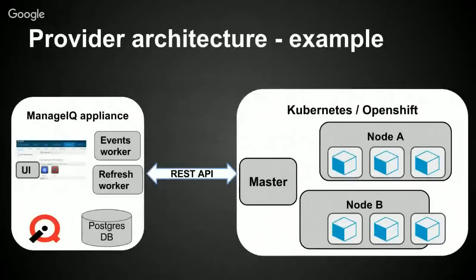From an architectural point of view, this is just an example which is quite similar for all of the providers. If I take the ManageIQ appliance, where the ManageIQ code runs, I have the UI, I have background workers that are listening on events, there is the refresh worker, there's the Postgres database, and then for each provider, it connects to the REST API of the remote provider, of oVirt or of Kubernetes, or in the POC case to the Hawkular REST API, and fetches all the data that it needs to process and visualize.